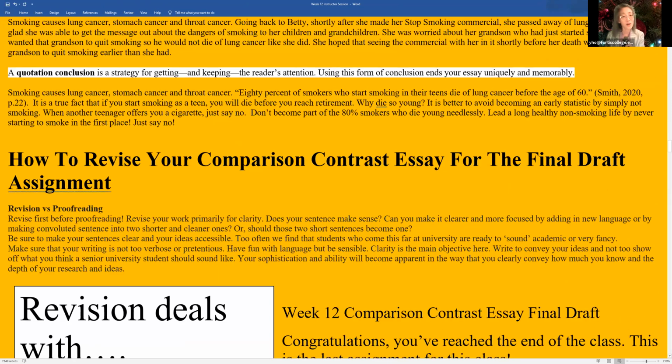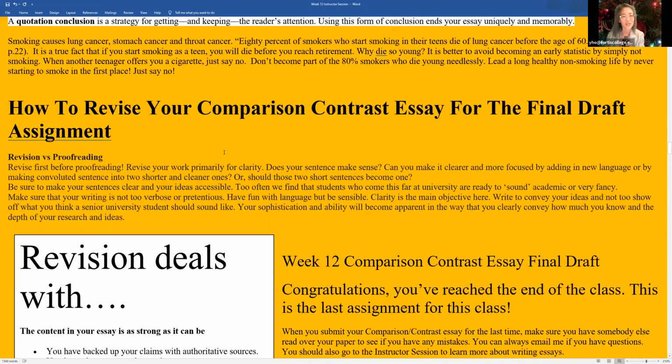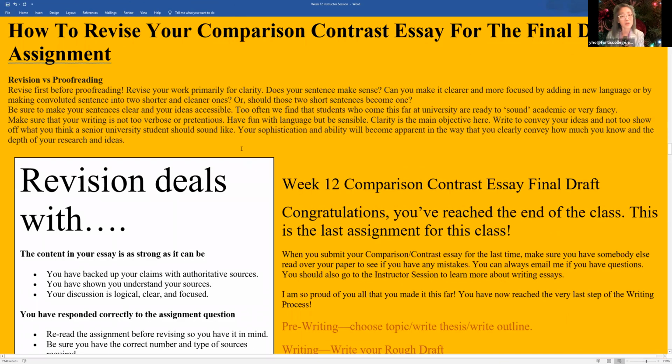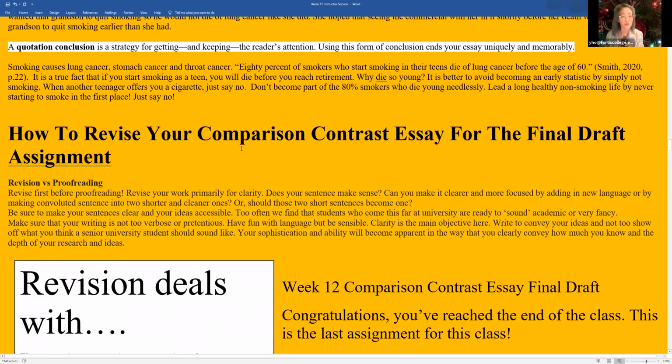So the very last part, thank goodness, of your week 12 lecture is going to be about the difference between revision and proofreading. We always revise first before proofreading. Revise your work primarily for clarity. In other words, you revise for essay structure first.